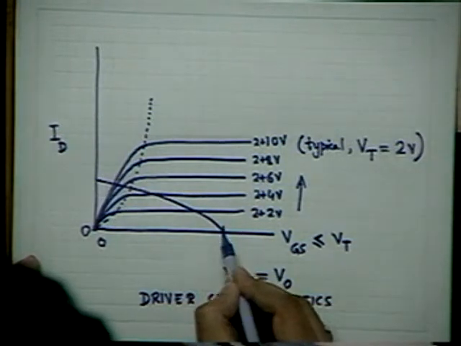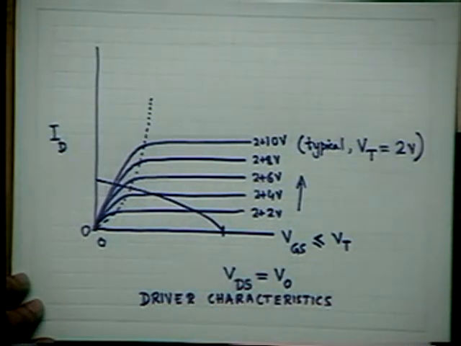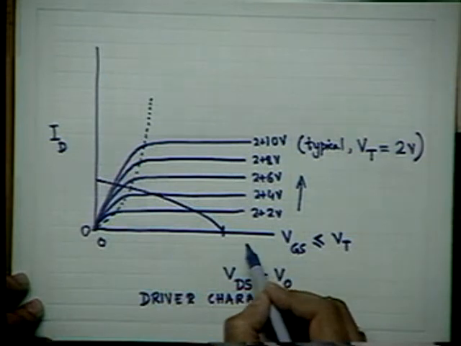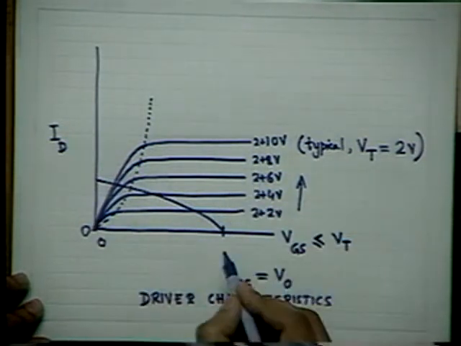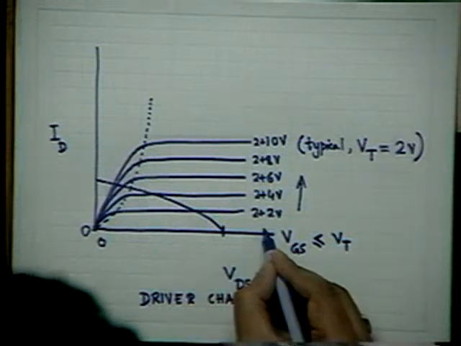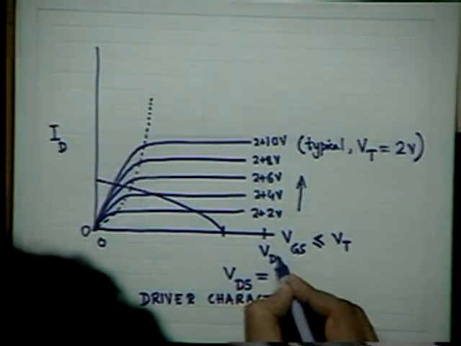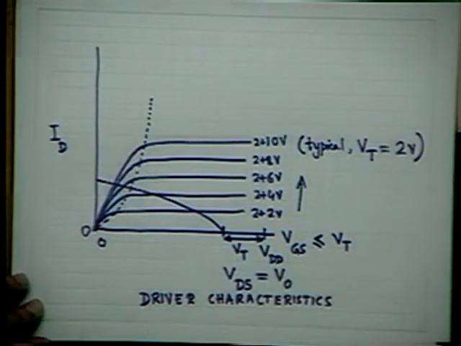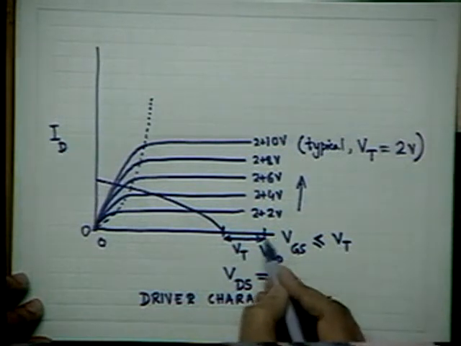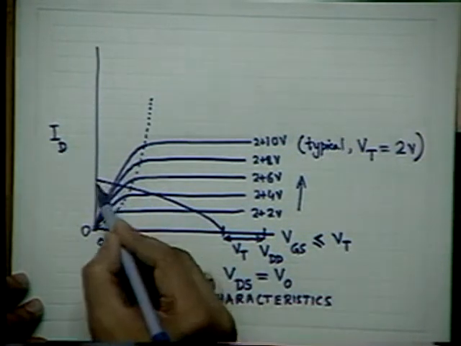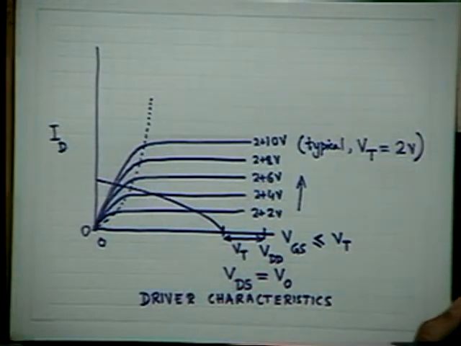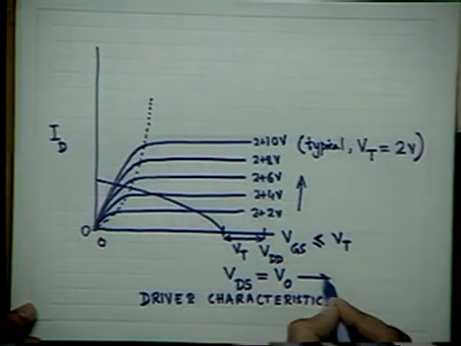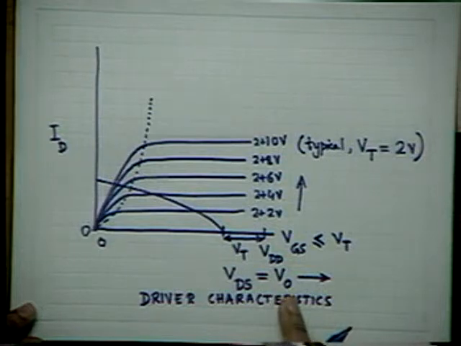And what will be the corresponding value here when ID is equal to 0? We have already seen. Yeah, if I say that this is VDD, then this difference will be VT. So VDD minus VT, and then again the curve will rise and it will be a nonlinear curve, something like this. Okay?